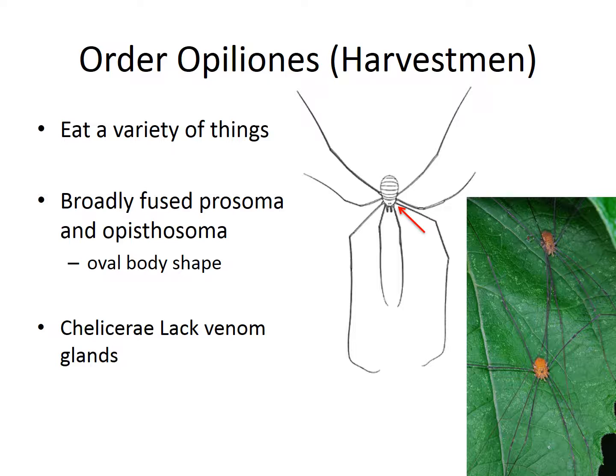They are characterized by a broadly fused prosoma and opisthosoma. So you don't see a very definite separation between these two halves of the body. It gives it kind of an oval body shape. And then the second thing that differentiates these guys from spiders is that their chelicerae don't have venom glands. Opiliones pretty much all kind of look like this. There are some variations on the theme, but they generally will have this general body shape.